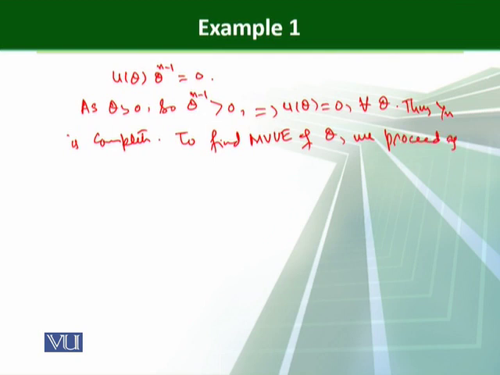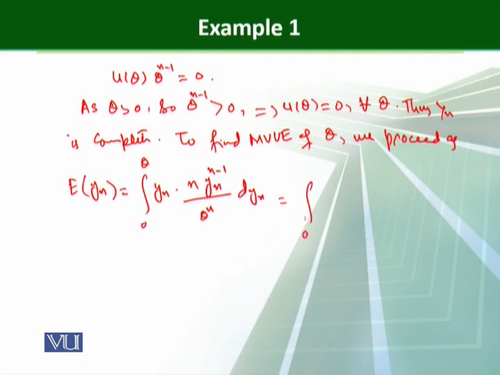by taking the expected value of Yn, that is equal to the integral from 0 to theta of Yn into n Yn raised to power n minus 1 over theta raised to power n dYn. Further, when we simplify, that is the integral from 0 to theta of n Yn raised to power n, and theta raised to power n is a constant. इसको भी बाहर निकाल दें. So that is actually simple dY over n.